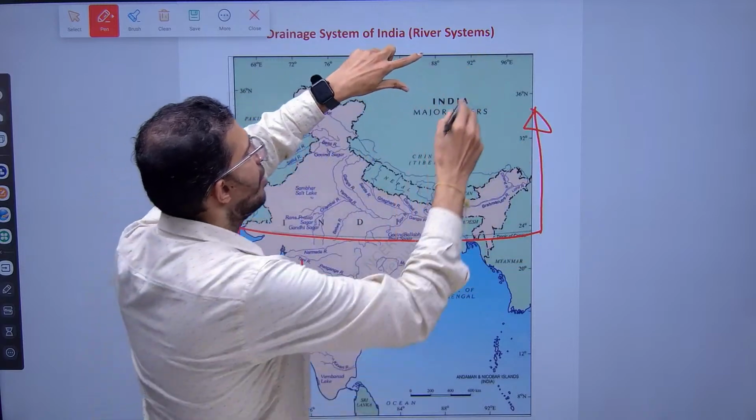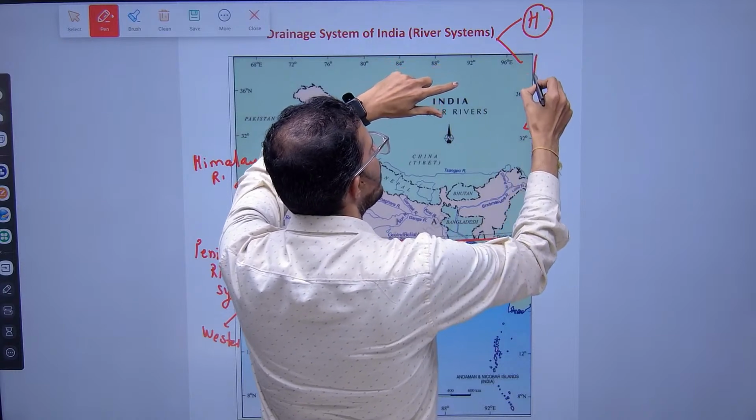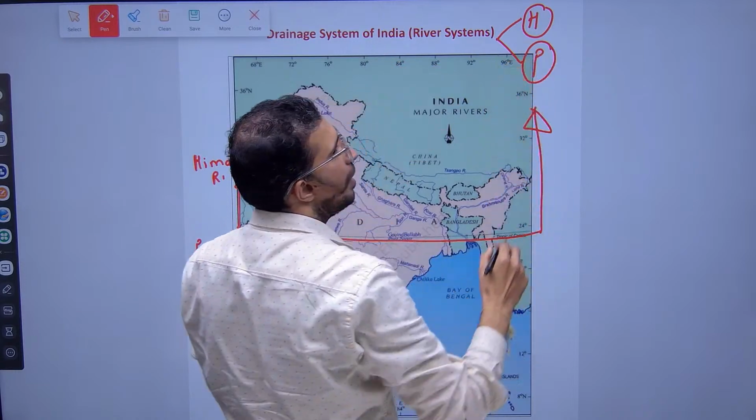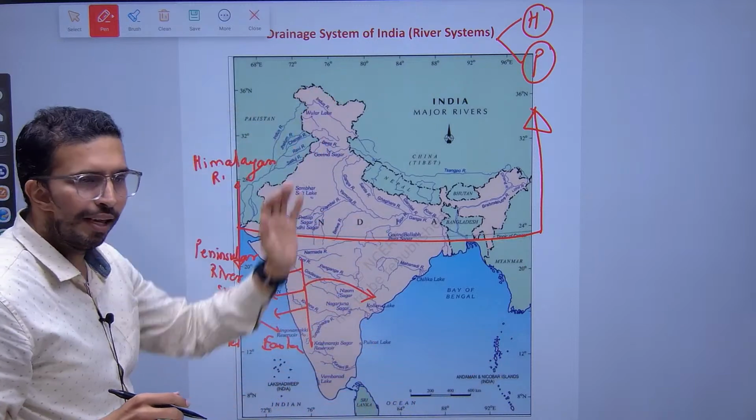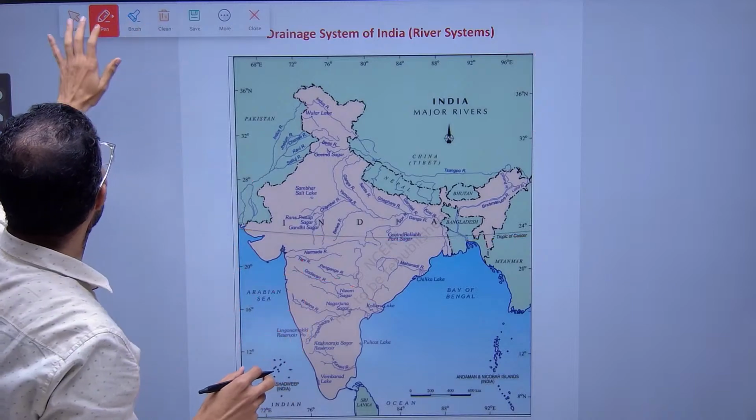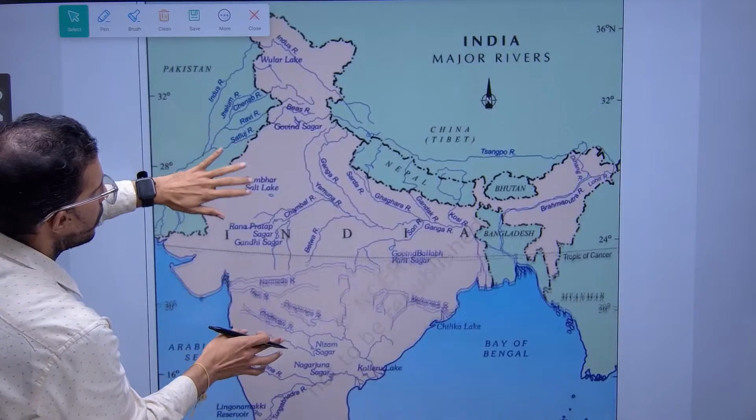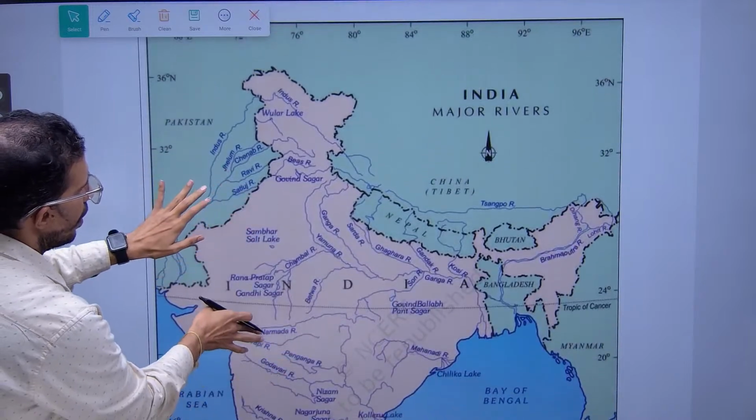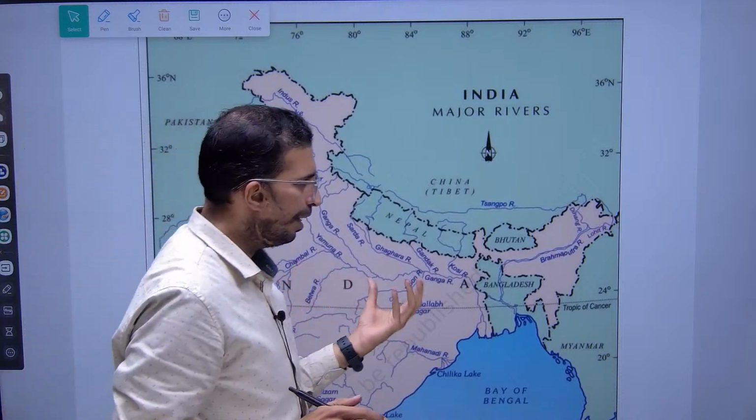Again, we have divided the river system into two. The first one is the Himalayan river system, and the second one is the Peninsular river system. For the time being, we are focusing on the Himalayan river system, and that is what we are going to observe. So I will zoom this. I think this one is more visible than the previous one.